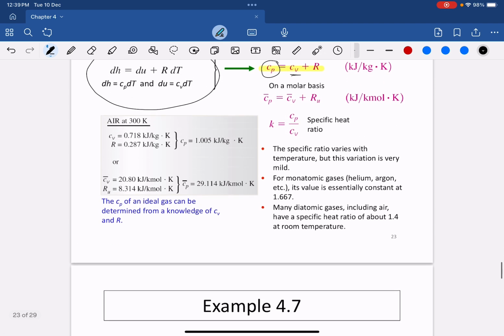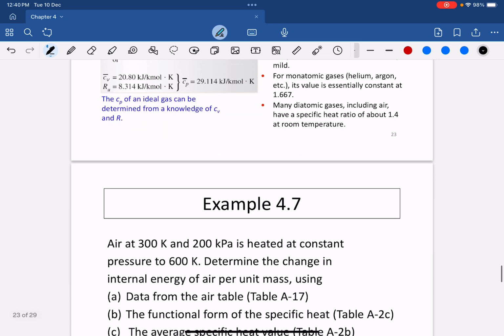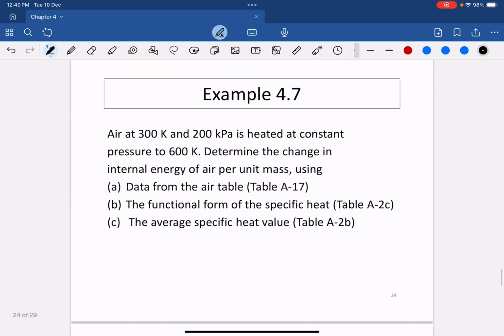And then the ratio between CP and CV will give you the K value. K is the specific heat ratio. So sometimes the question will give you K and CV, and they will ask you to calculate CP by yourself. Okay, now look at the example given here.